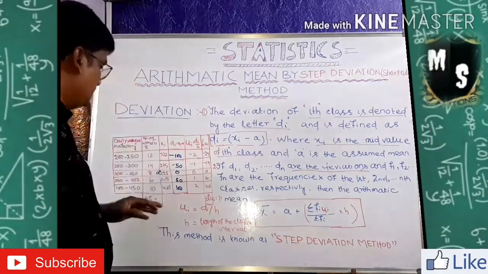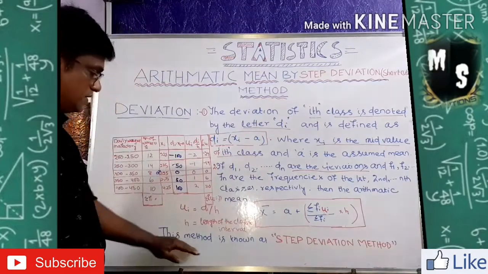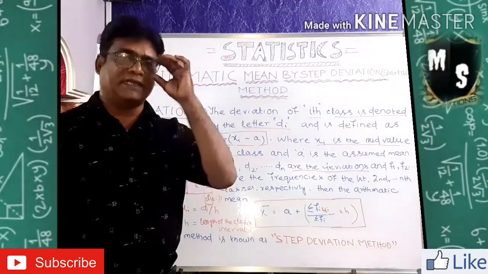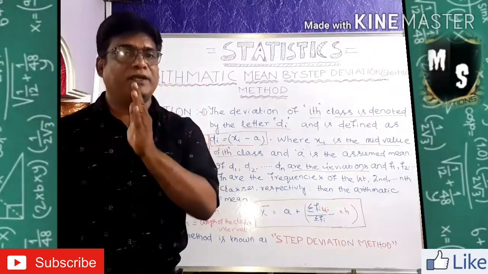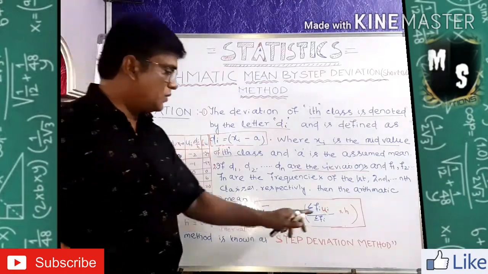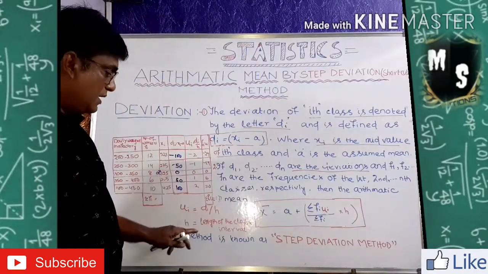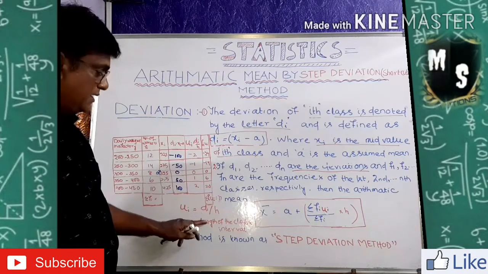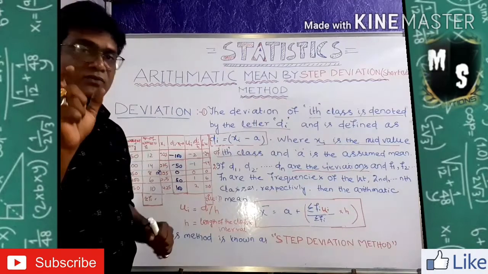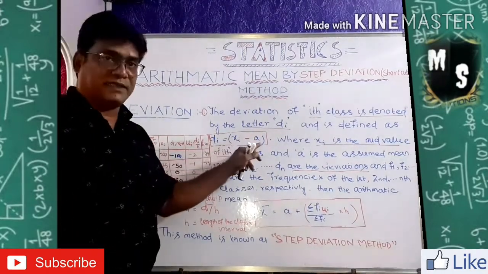Now I am just taking a data for you to explain these things nicely again. This method is otherwise known as the step deviation method. So what is the formula for the step deviation method? That is a plus sigma fi ui by sigma fi into h. So two extra things came, that is ui and h. What is the formula for ui? It is deviation by the length of the class interval. So to calculate the ui, definitely you have to go for the column di. What is the di formula? xi minus a.